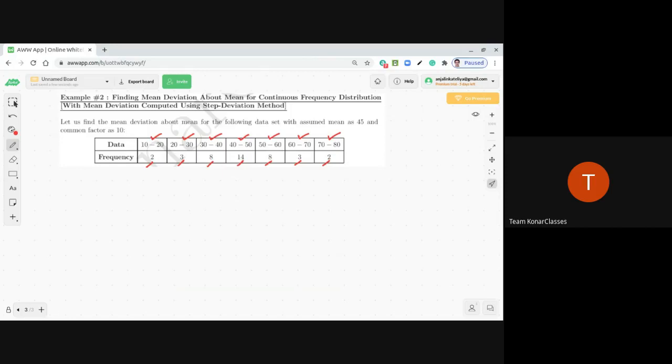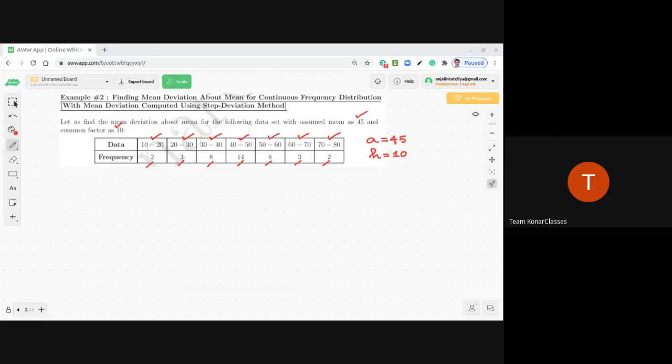Remember, dear students, that a few minutes back I said assumed mean, that is A. A is equal to 45 and the common factor is 10. That means A is equal to 45 and h is equal to 10. Correct? Now, dear students, according to A equal to 45 and h equal to 10, we construct the following table towards computing the mean.